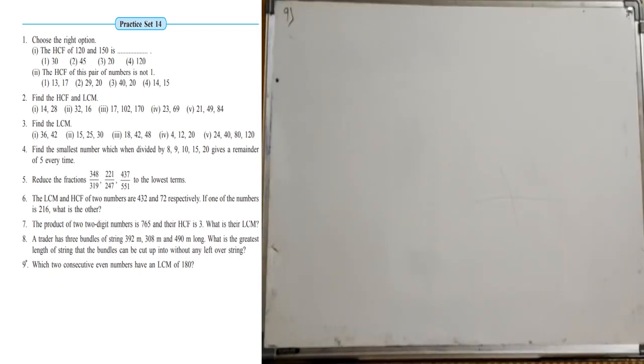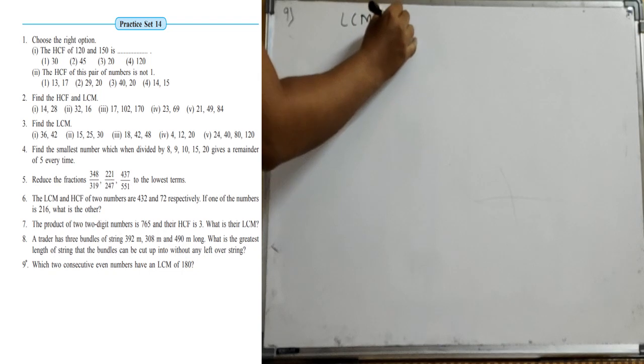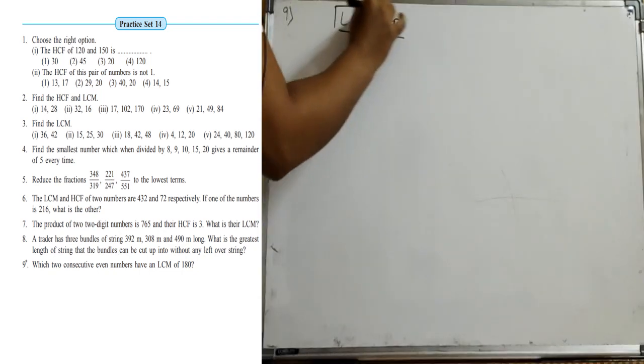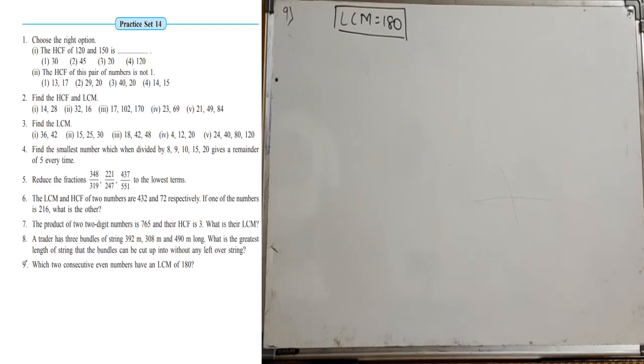Okay students, let us solve sum number 9. Here we have to find two consecutive even numbers whose LCM is 180. Okay, so here we have to find two numbers whose LCM is 180. Now what are the properties of the two numbers given? They said they are supposed to be consecutive even numbers.